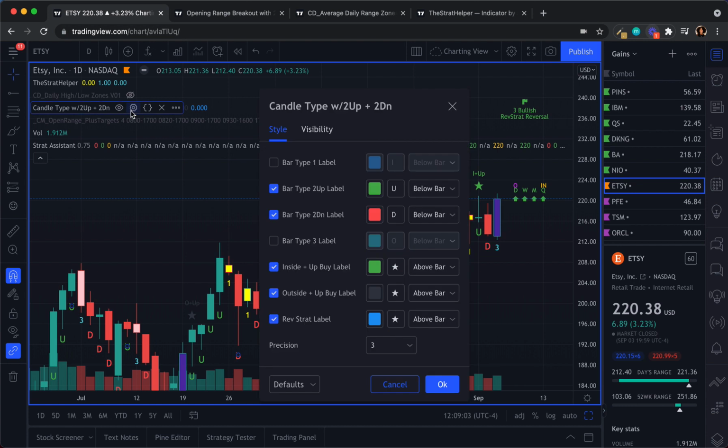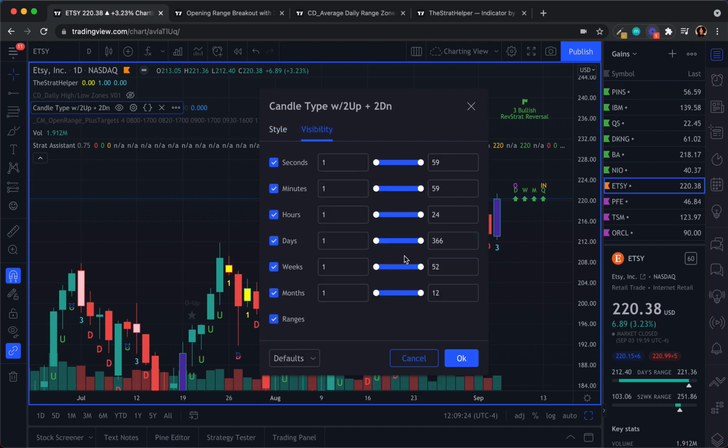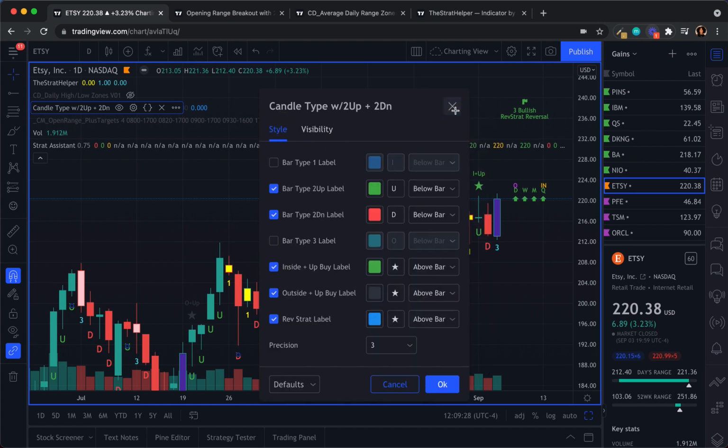Let's go ahead and take a look at the settings for that. So you can see here I have the inside plot turned off, the outside O turned off, and then I have all of these reversal labels on, as well as the up and down below bar. And then for visibility, I didn't touch any of these settings. So there are your settings for 2 up, 2 down.